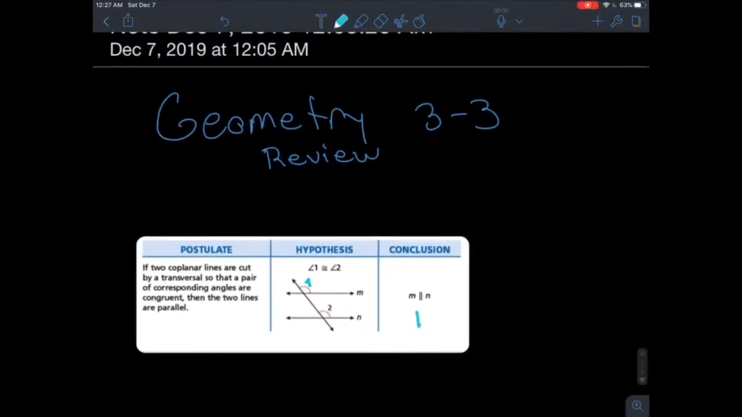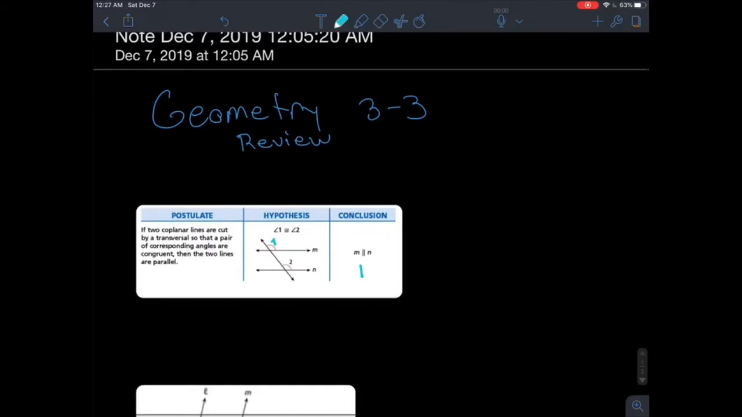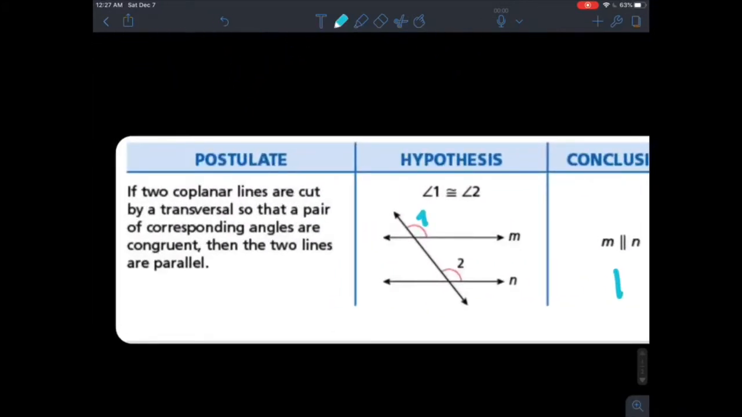So welcome to Geometry 3-3 review. This could be the first part. The postulate says if two coplanar lines are cut by a transversal so that a pair of corresponding angles are congruent, then the two lines are parallel.